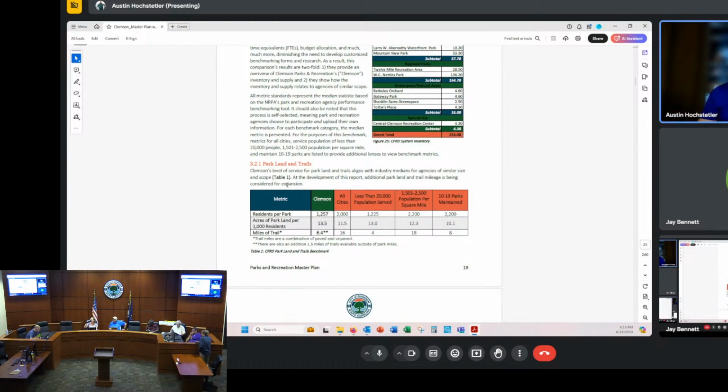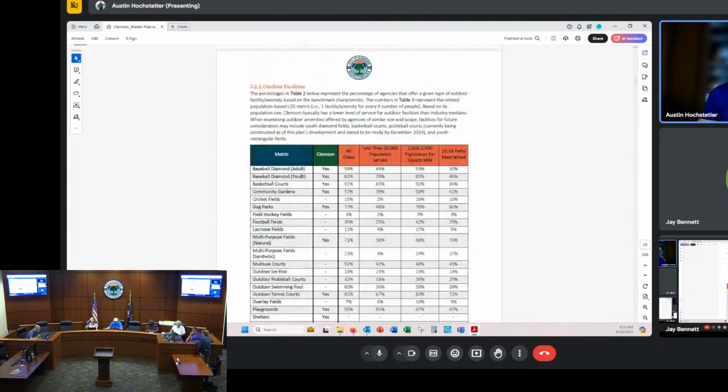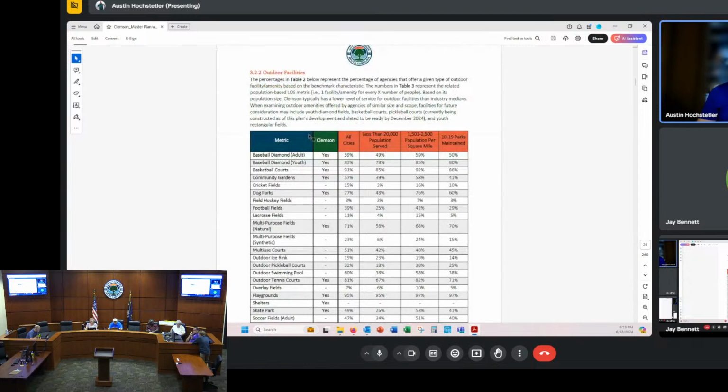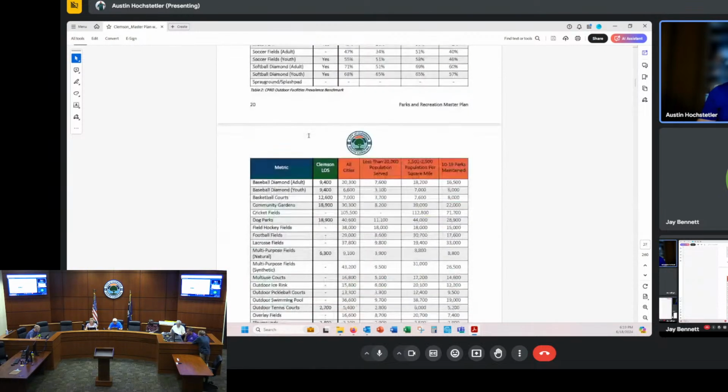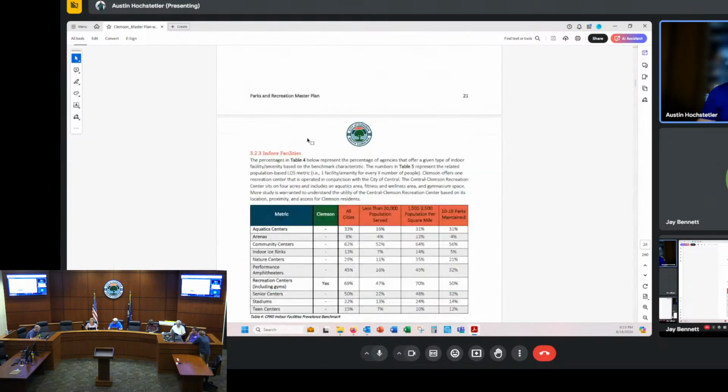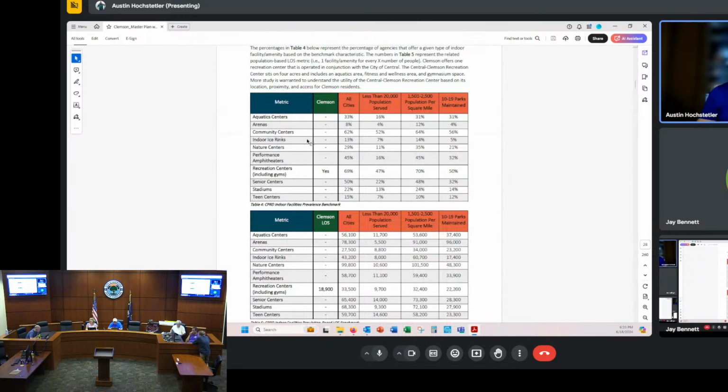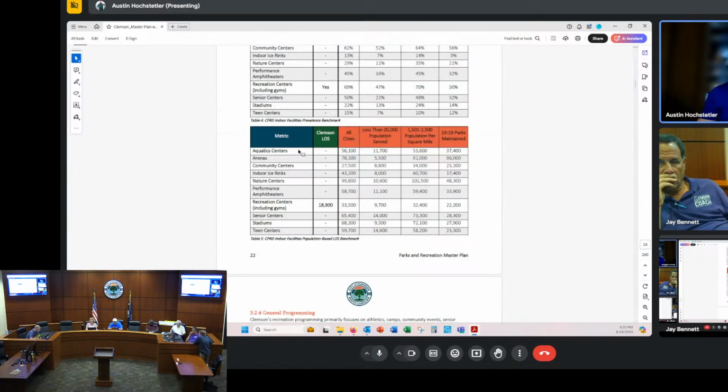And so we did that for parkland and trails. We did that for outdoor facilities and the prevalence of outdoor facilities. We did that for indoor facilities. And again, all these are ones that are tracked by the National Recreation and Park Association. So you actually offer some things that are a little bit different.